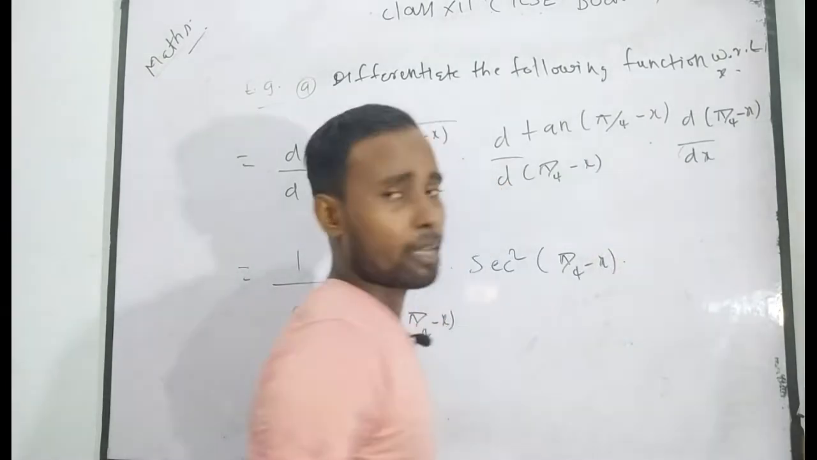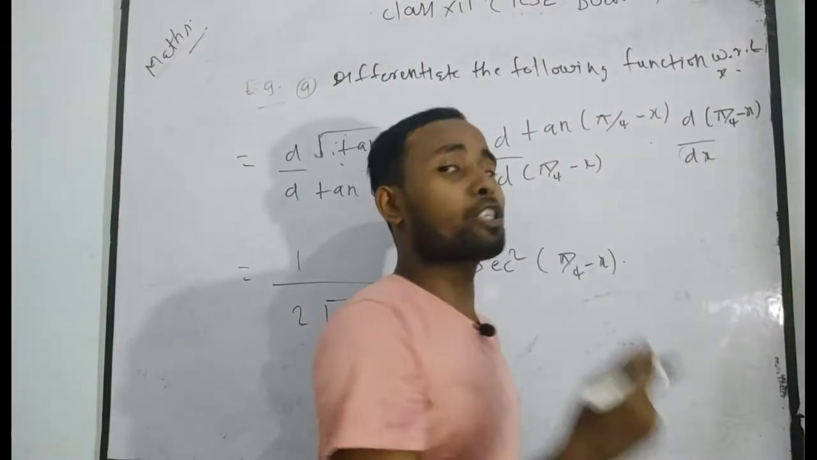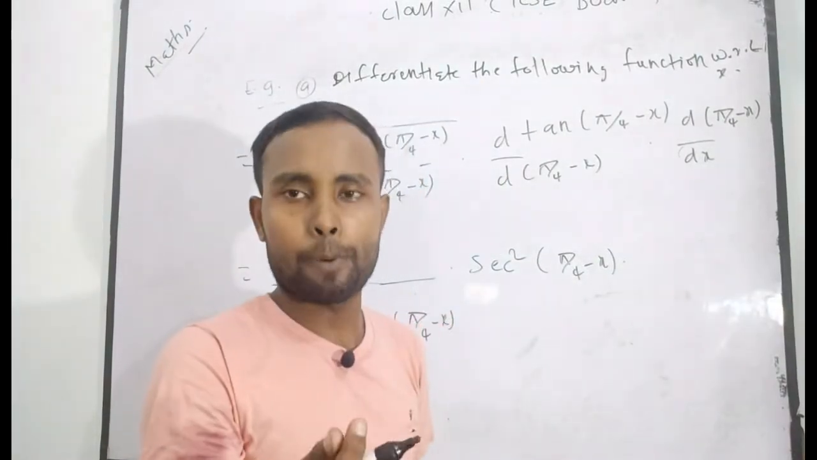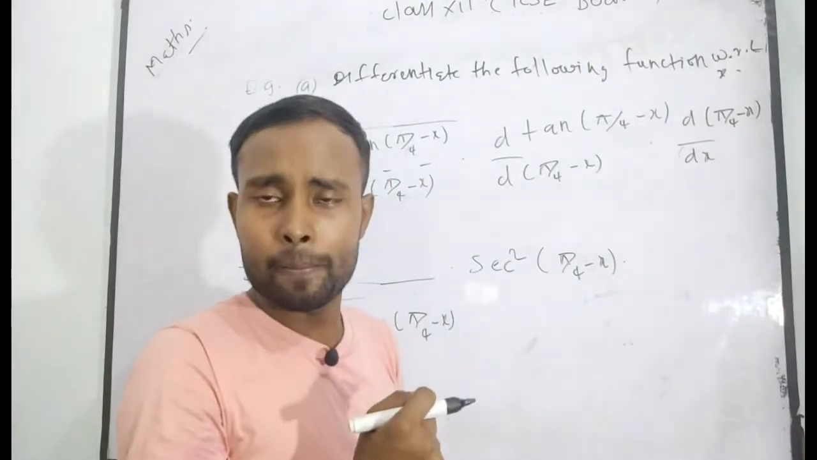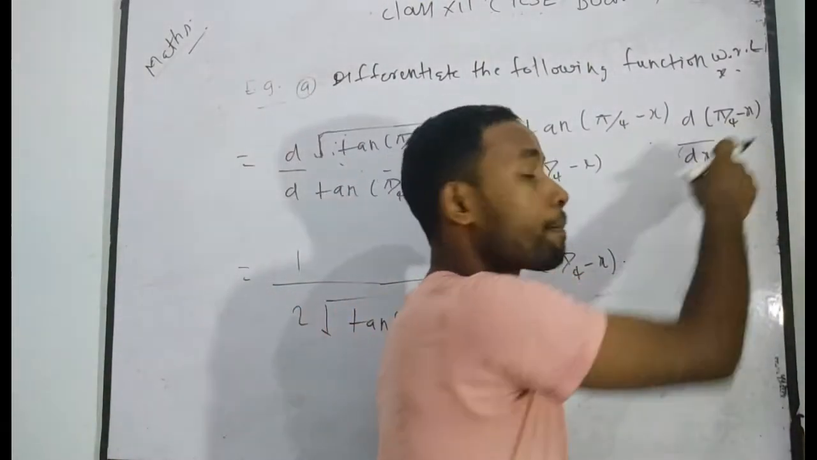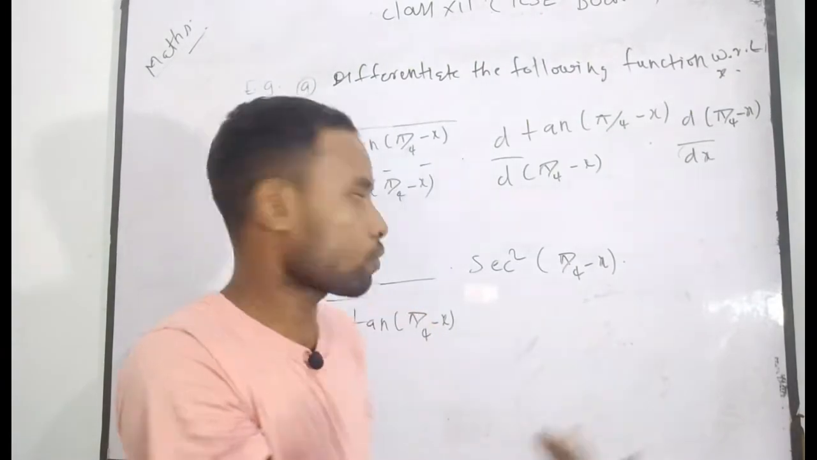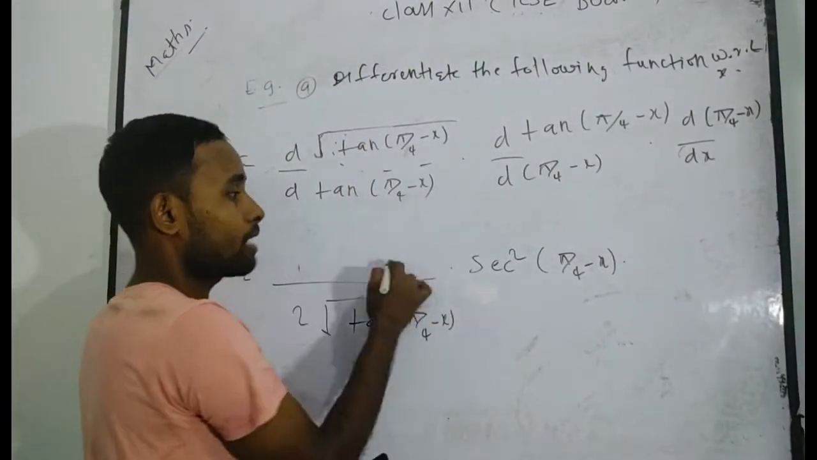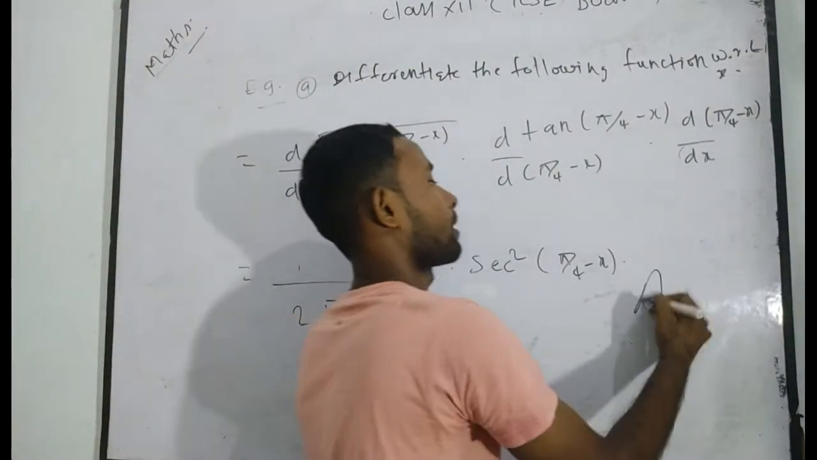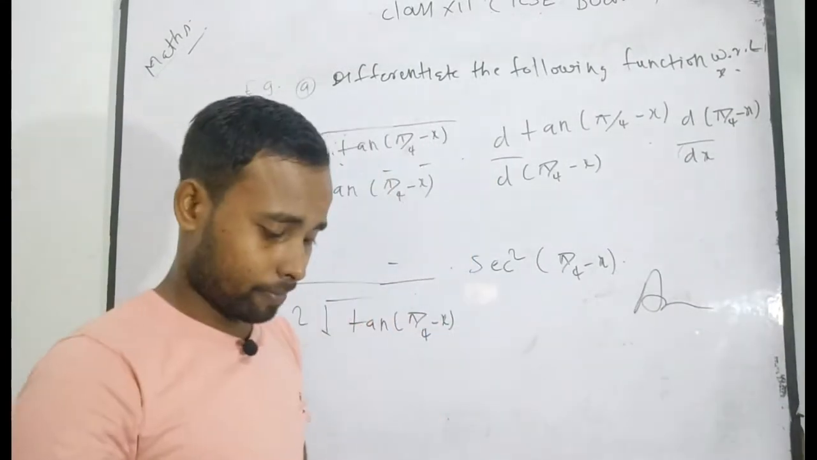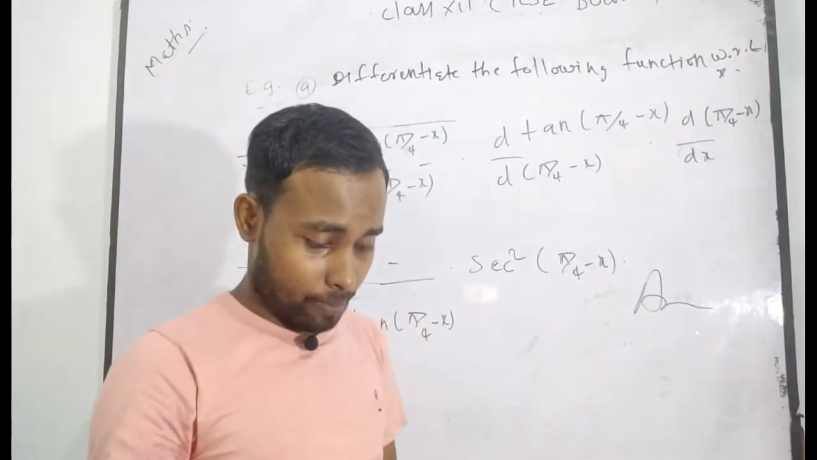I think you understand very well. Again, as you know, pi by 4 is a constant value, so its derivative will be 0. And the derivative of minus x with respect to x will be minus 1. So I want to take only the minus here, which will be your correct answer. I think you understand very well.